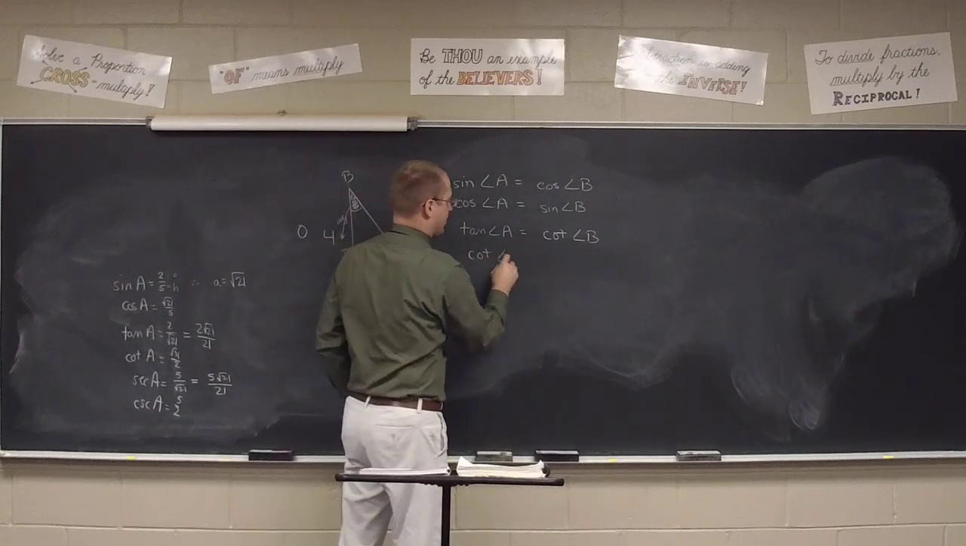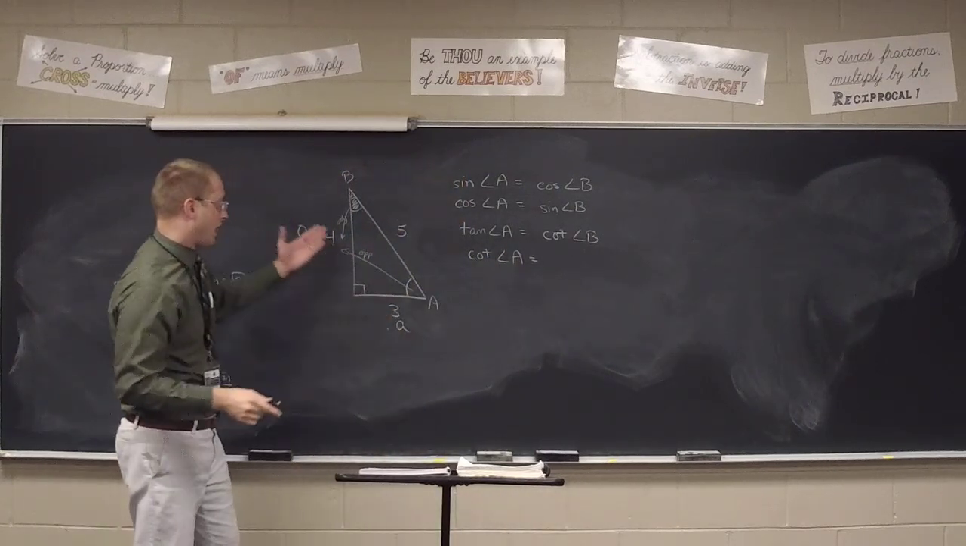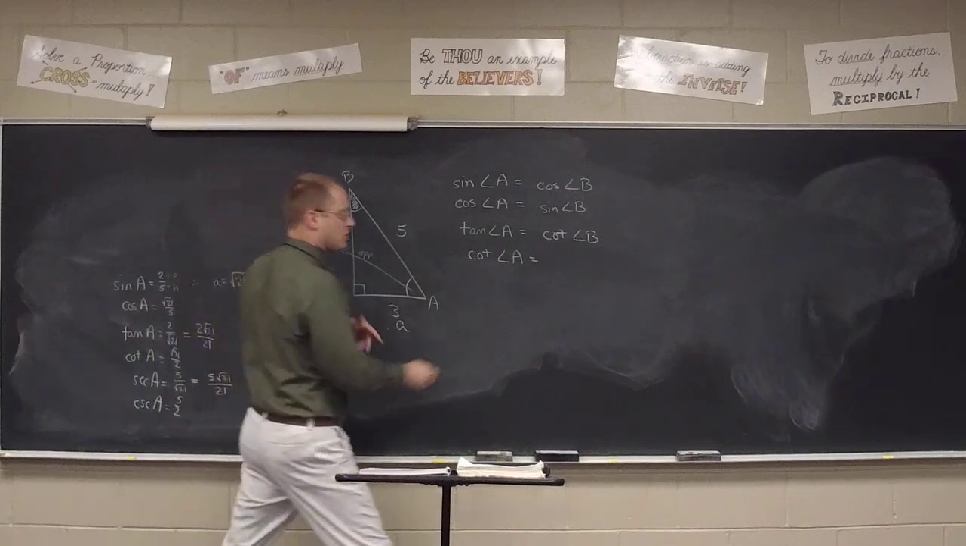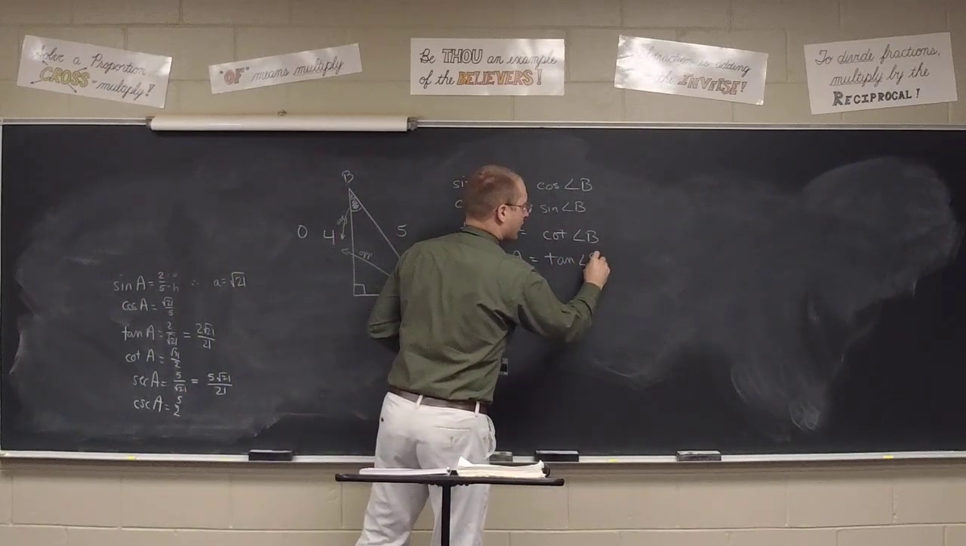So the tangent of angle A is going to equal the cotangent of angle B. Similarly, the cotangent of angle A, adjacent over opposite, from B's perspective is opposite over adjacent, which is the tangent of angle B.